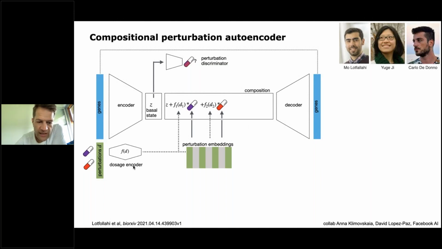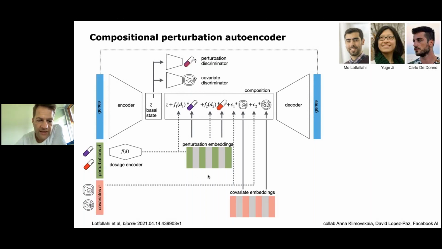And then of course you add some nonlinearities here, and we also added covariates such as cell line, which one this has been observed, or some patient information, and we had the same type of training. But what can you do with these things?